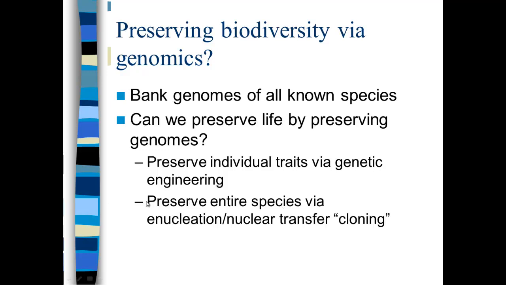We could perhaps preserve an entire species through cloning, by cloning into a very similar species through enucleation and nuclear transfer. This is how, when they talked about cloning a Neanderthal baby, they proposed that that particular baby would be cloned: enucleate a human egg and then do nuclear transfer of the Neanderthal genome directly through cloning.